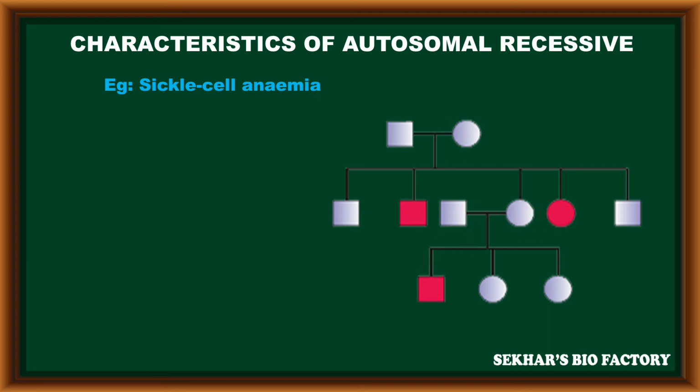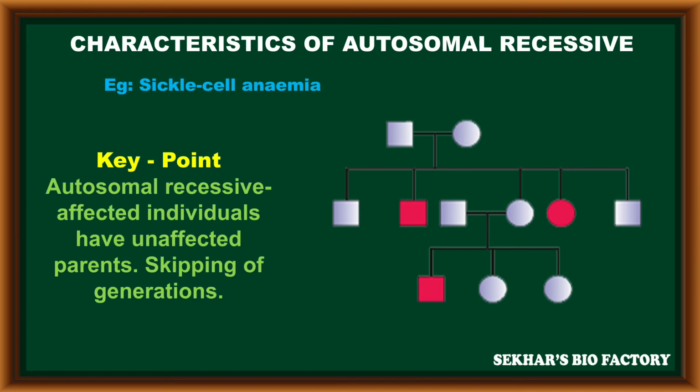Now, unaffected parents may have affected offsprings, and affected offsprings have unaffected parents. So with these characters we can confirm that it is an autosome linked recessive disorder, for example sickle cell anemia. The main important tip to identify this pedigree chart as autosomal recessive: affected individuals have unaffected parents, with skipping of generations. With this tip, we can identify that it is an autosome linked recessive disorder.